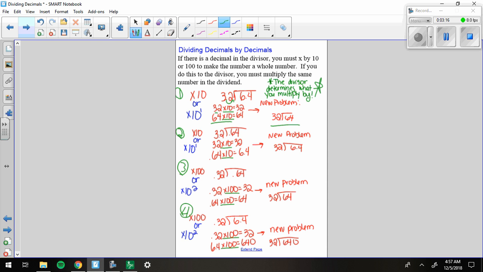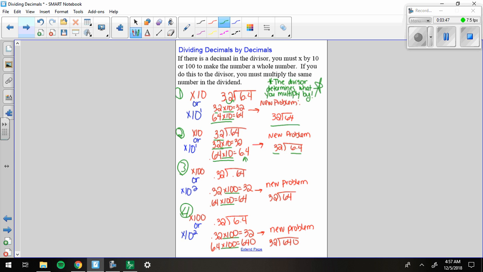For number 2, it's the same thing. 3 2/10 is my divisor. I need to multiply by 10. I get 32. But my dividend is 64 hundredths. 64 hundredths times 10 equals 6 4/10. So now my new problem is 6 4/10 divided by 32. Those are the examples where you have to multiply by 10. Divisor and dividend both need to be multiplied by 10.